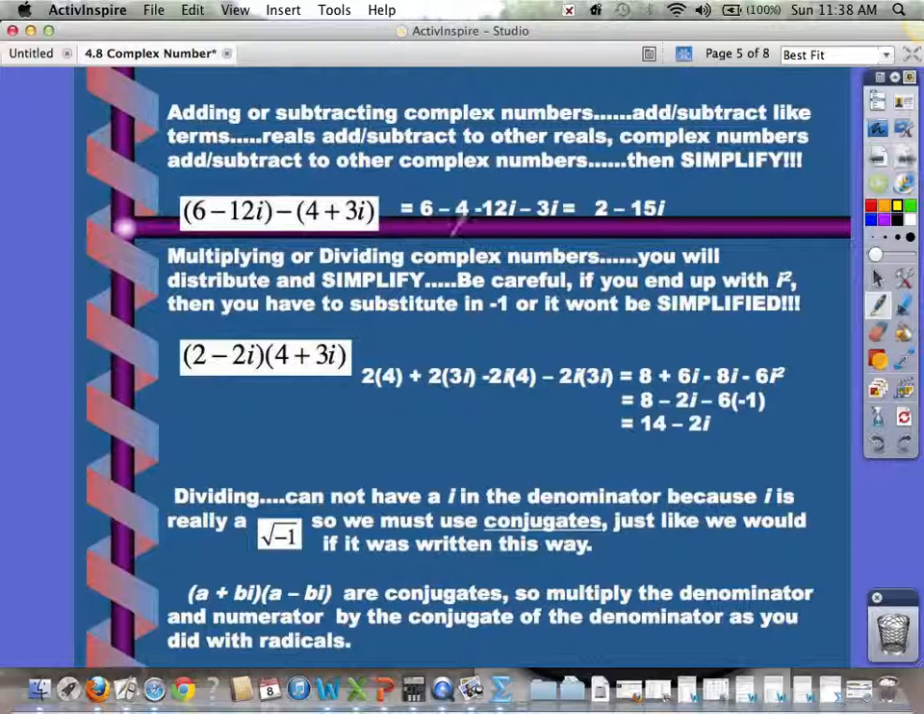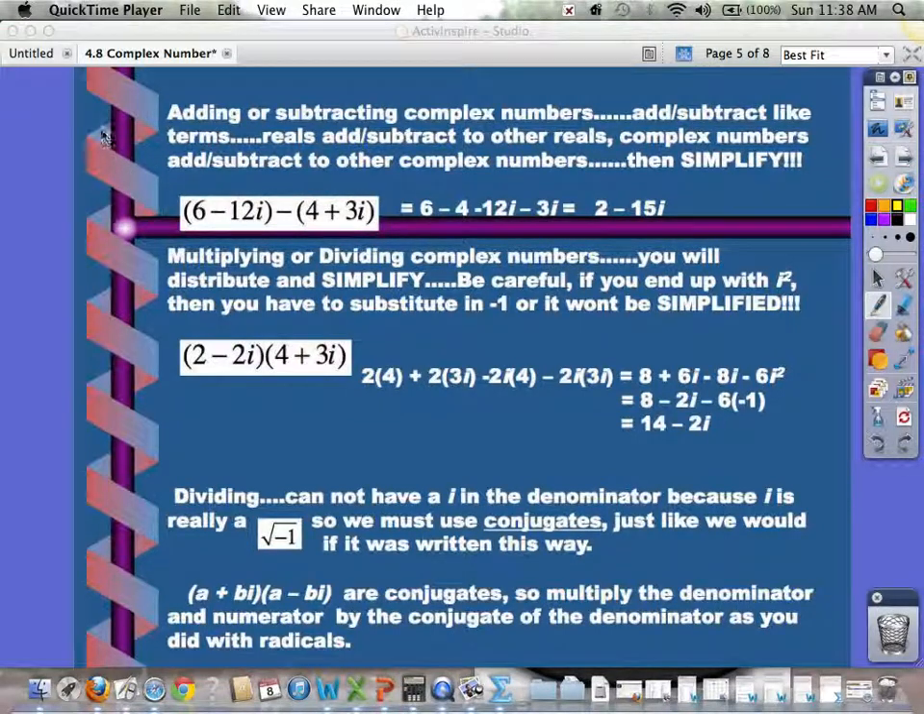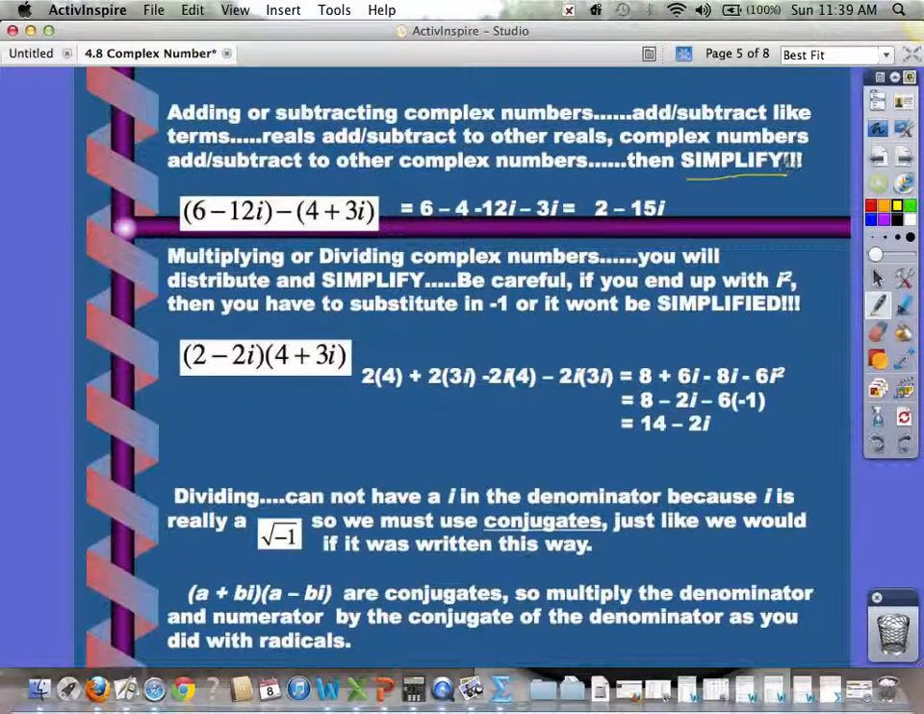Now it's really funny. This is one of the easiest things to do. I ended up with more slides on it than some of the harder stuff because I just really wanted to make sure you understood how to use your calculator with all this stuff. It's very, very simple. All right, so when you're adding or subtracting complex numbers, you're going to add like terms. So you're going to add real numbers to real numbers and complex numbers to complex numbers, and then, as we've said several times this year, simplify is the word of the year in Algebra 2.